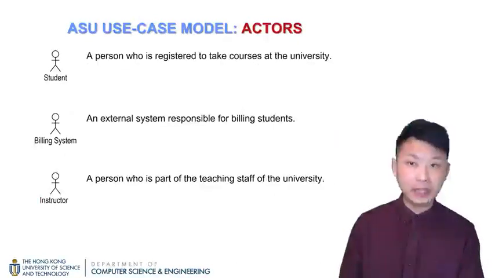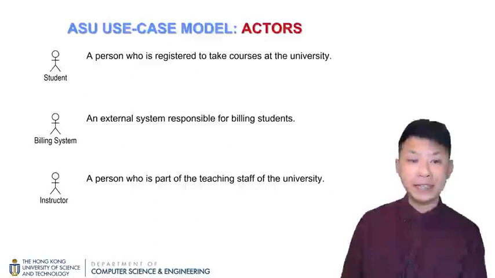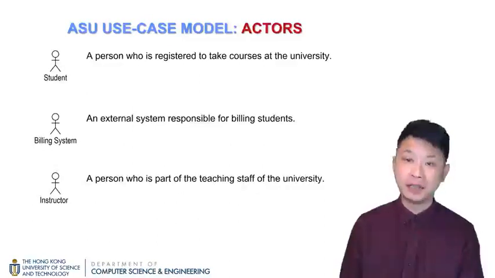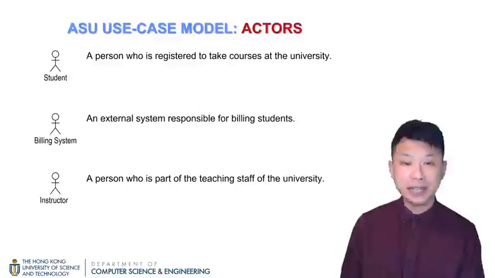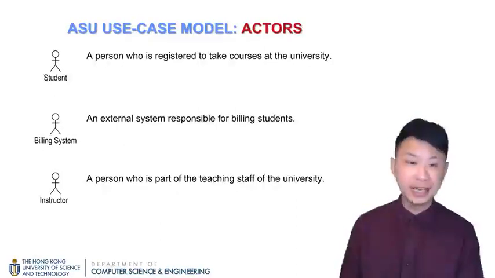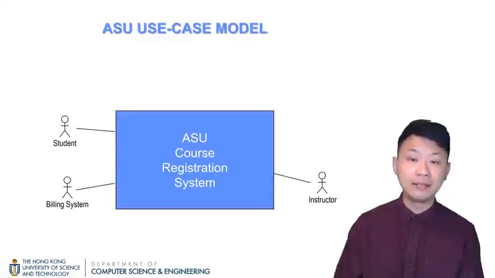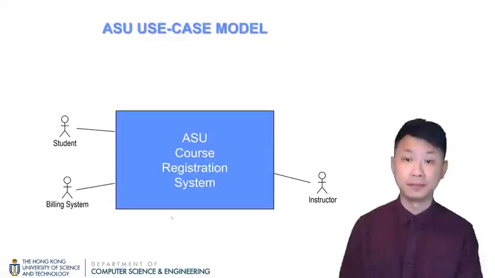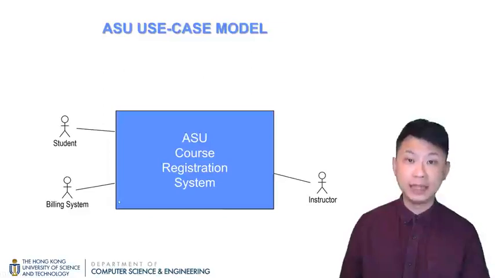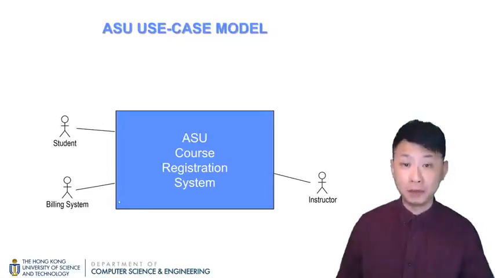We have to give a brief description for the actors that we have identified from the problem statement. For example, a student is a person who is going to register for courses at the university. Billing system is an external system responsible for billing students. Instructor is a person who is part of the teaching staff of the university, etc. So you have to give a brief description for each actor. And these actors are going to interact with the ASU course registration system. We use a rectangle, a box, to represent the system, and then we have different use cases within the box, within the system.